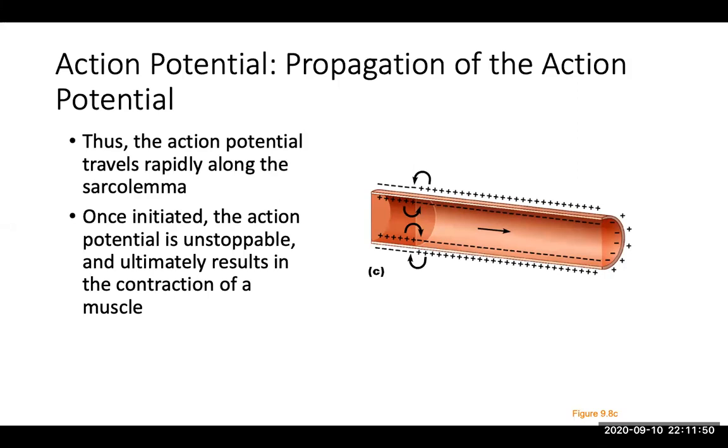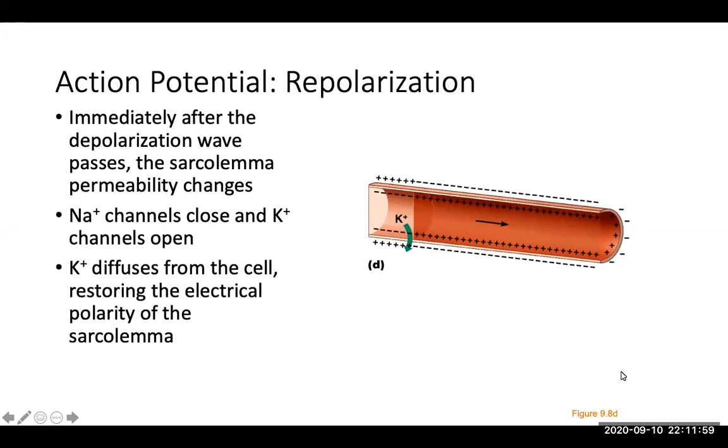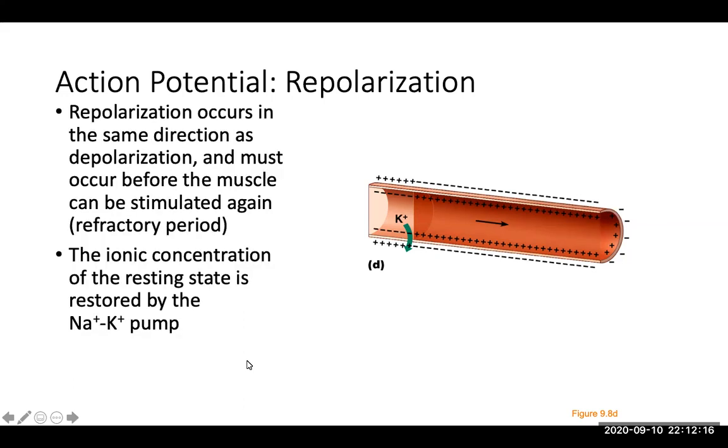Once initiated, it's important to remember that the action potential cannot be stopped and ultimately will result in the contraction of a muscle. Immediately after the depolarization wave passes, the sarcolemma permeability will change. So the sodium channels will close, potassium channels will open, and potassium will diffuse out of the cell, which will restore the electrical polarity, bringing the fiber back to normal. That's what we call repolarization. The ionic concentration of the resting state is restored by the sodium-potassium pump.